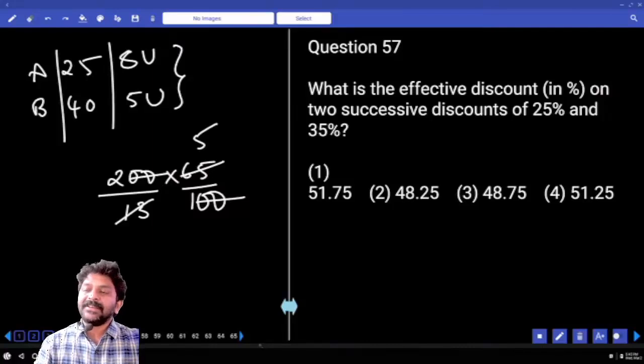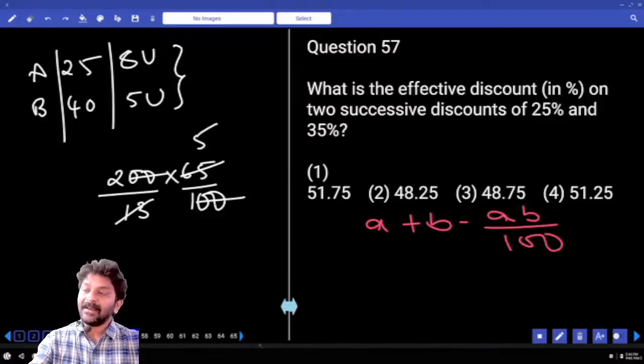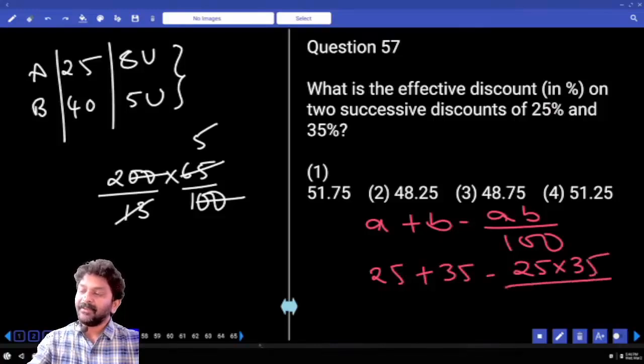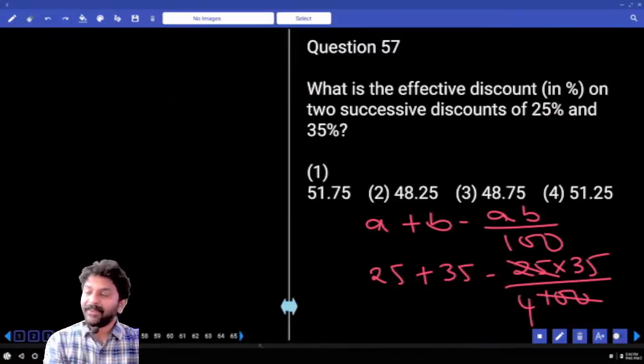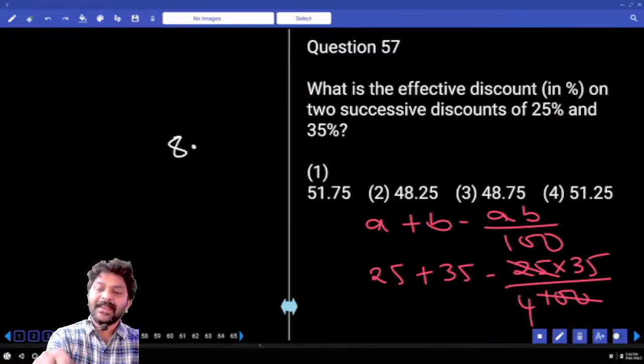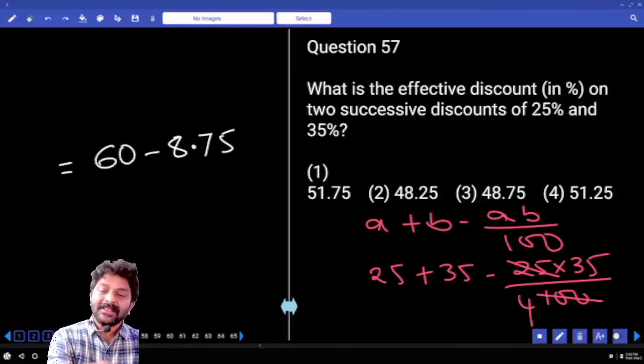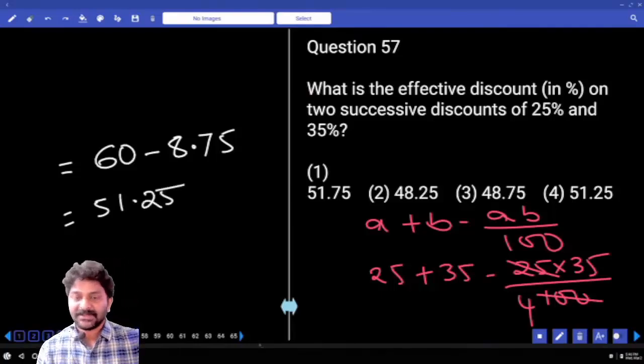Next, what is the effective discount on two successive discounts, 25% and 35%? So it is A plus B minus AB by 100. 25 plus 35 minus 25 into 35 by 100. 25, how many times? 4 times. 35 by 4 in the sense, 8.75 must be subtracted from 60. Then answer is 51.25. Fourth option answer.